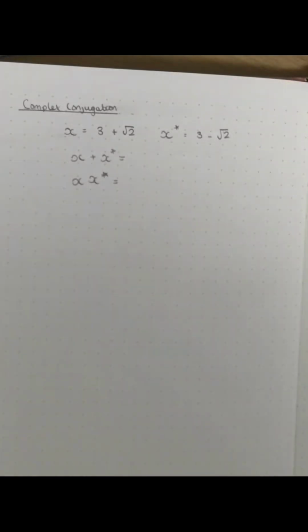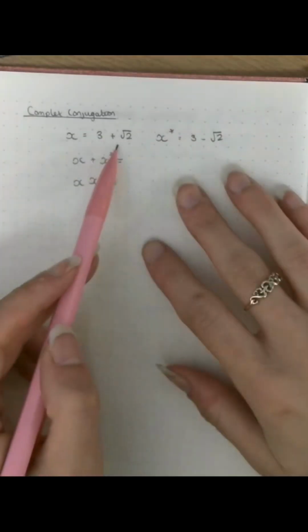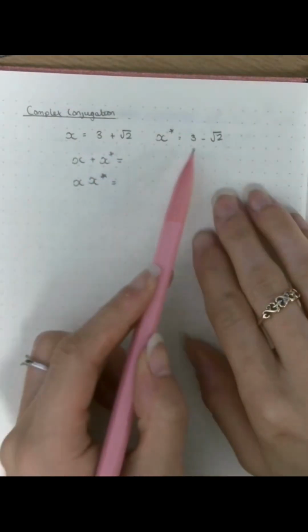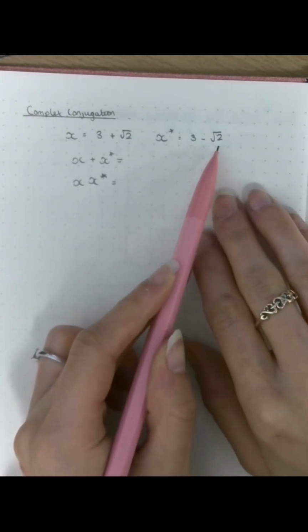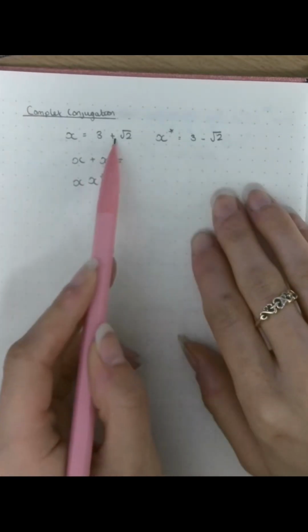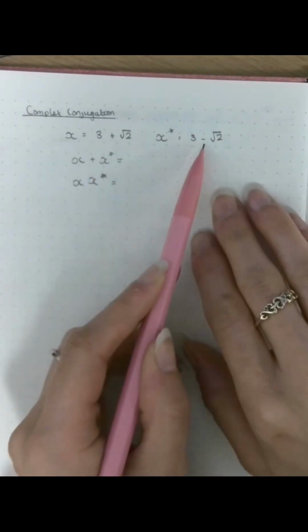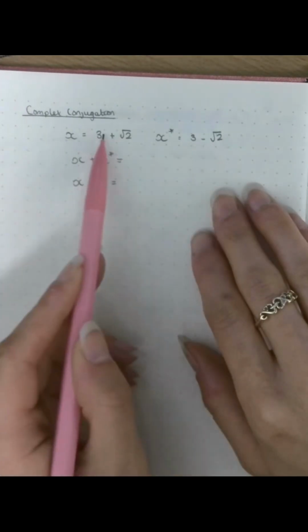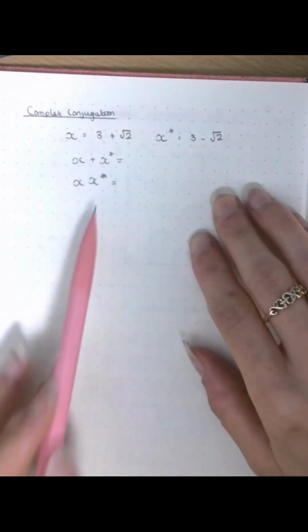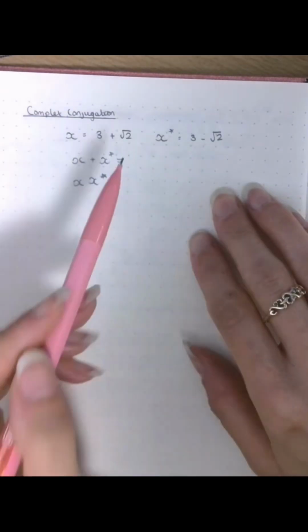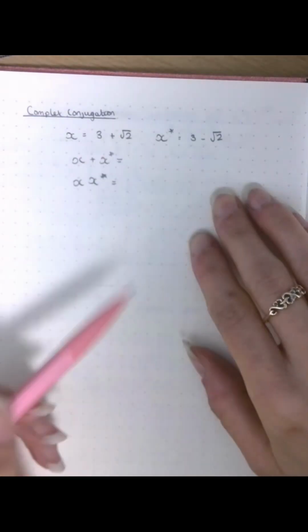Look at complex conjugation. So here I have x is equal to 3 plus root 2, and here x star is equal to 3 minus root 2. Now you may recognise that these are the same apart from we've got a plus root 2 here and a minus root 2 here. And these are what is known as conjugate pairs. So we're just going to have a look at what happens when we add and multiply a pair of conjugate pairs. So notice here that we have a surd here, root 2.